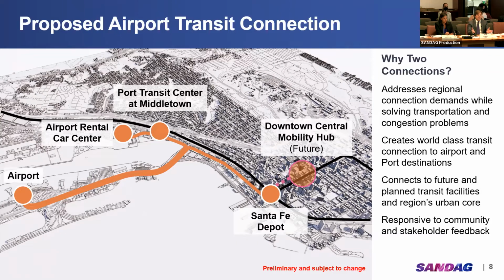If, down the road, and there's a lot of planning to be done still and a lot to be known about what a downtown central mobility hub would look like and how it would operate, that property's in the same location, there's the potential in the future to consider integrating those important purposes.